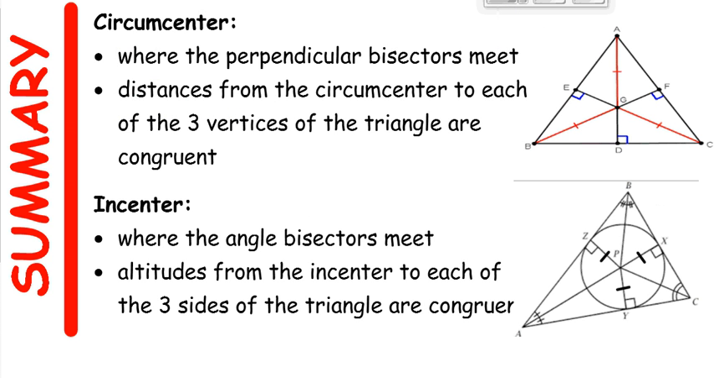A little bit of a summary. The circumcenter is where the perpendicular bisectors meet, and the distances from the circumcenter to each of the three vertices are congruent. The incenter is where the angle bisectors meet, and the altitudes from the incenter to each of the three sides of the triangle are congruent. So if these are the angle bisectors, this is what we just did. This is the incenter. The perpendicular drops from the incenter are all congruent.